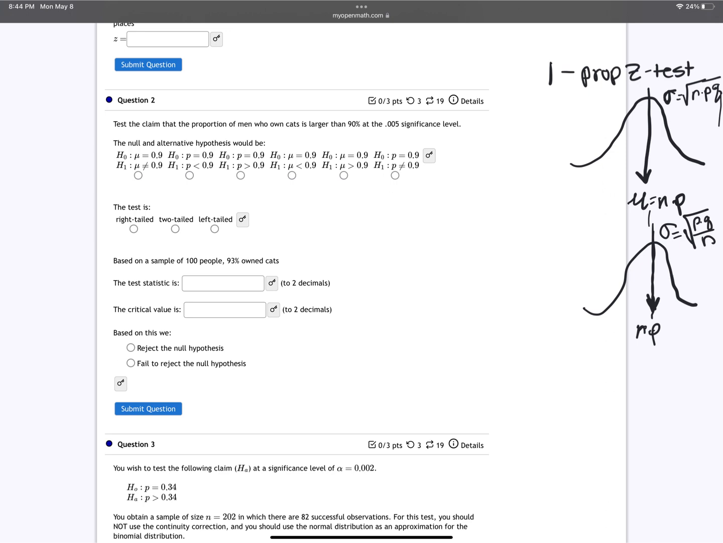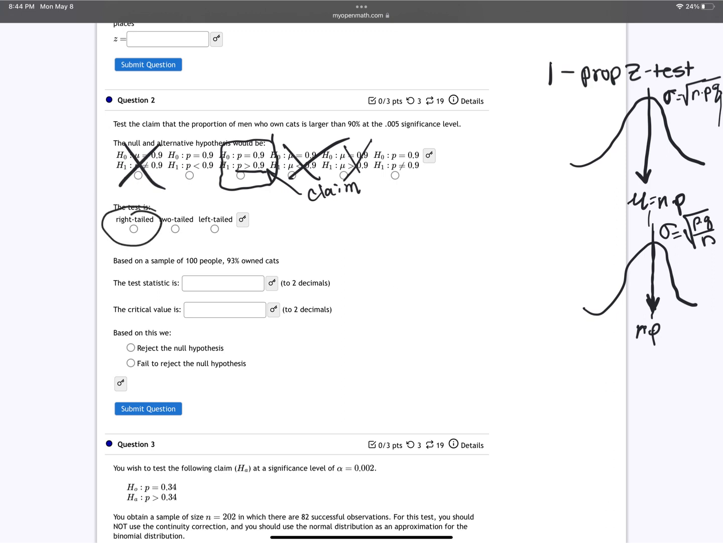It says, test the claim that the proportion of men who own cats is larger than 90% at a significance level of 0.05. So we're testing the claim that the proportion of men, so we're looking for proportions, no mu's, is larger than 90%. So p is bigger than 90%. I like this one right here, no mu's. That's our claim. This is pointing to the right, so it's a right-tailed test.